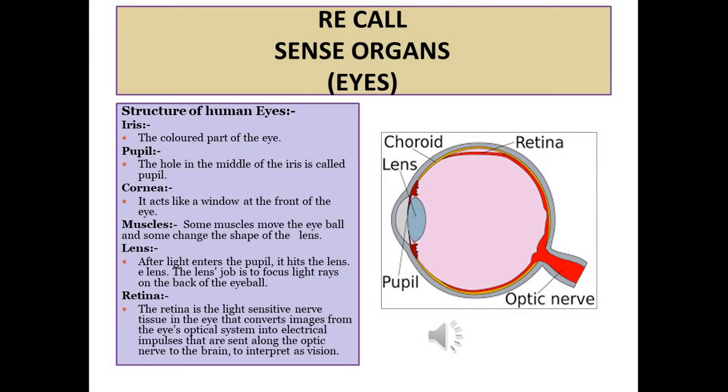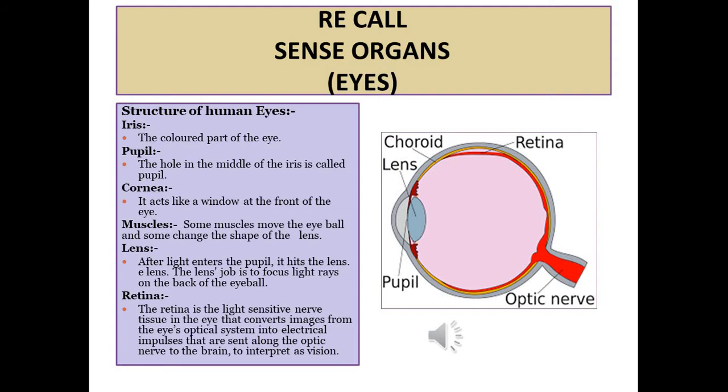Now we will recall the structure and working of the human eye. Iris: the colored part of the eye. Pupil: the hole in the middle of the iris is called the pupil. Cornea: it acts like a window at the front of the eye. Muscles: some muscles move the eyeball and some change the shape of the lens. Lens: after light enters the pupil, it hits the lens. The lens's job is to focus light rays on the back of the eyeball.